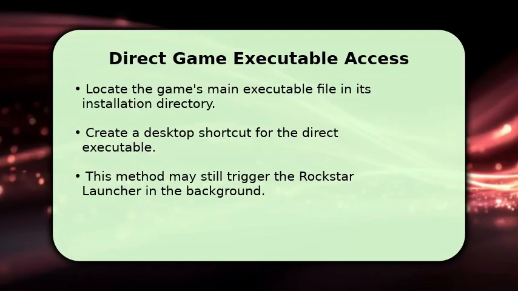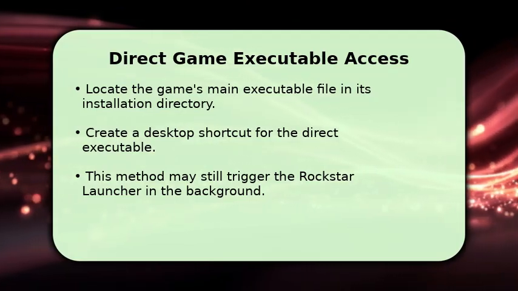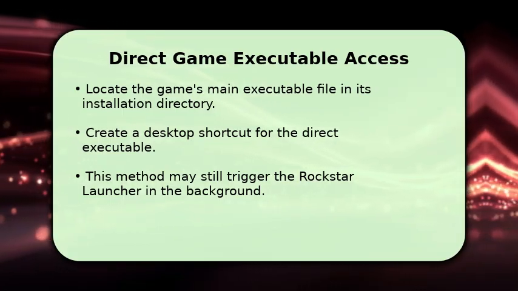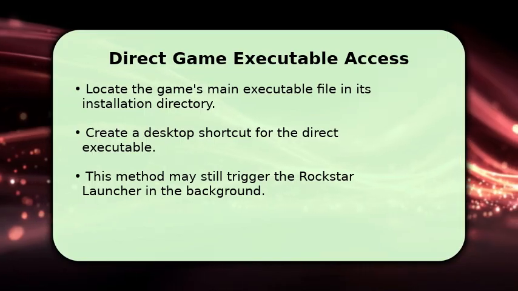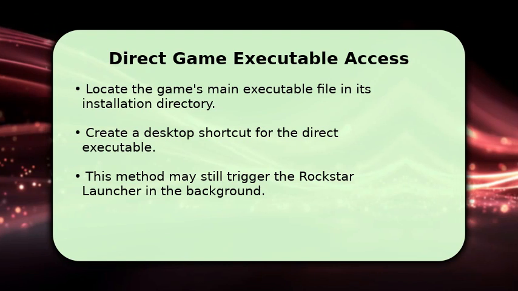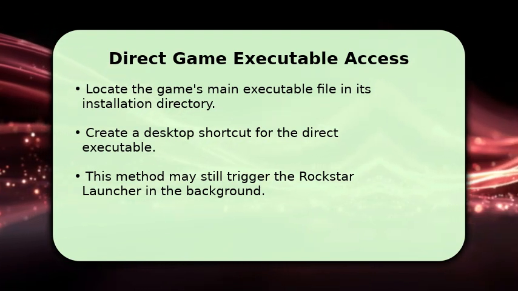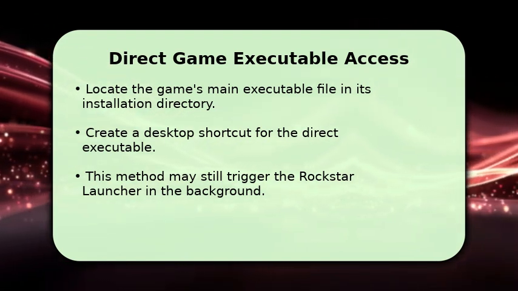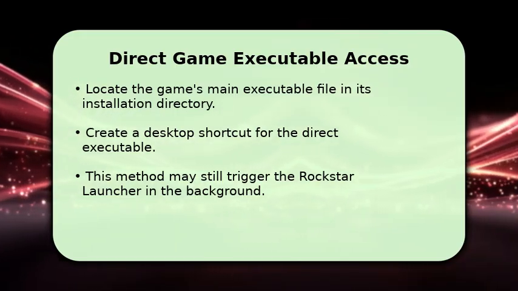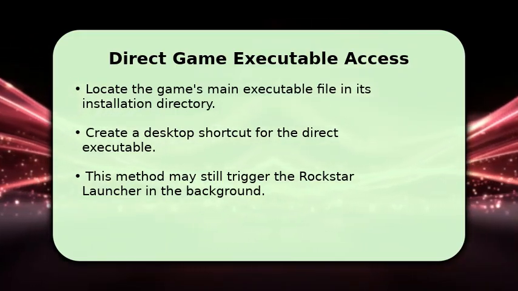Another approach involves finding the game's main executable file. Navigate to your Red Dead Redemption 2 installation folder, usually found in Program Files. Locate the RDR2 exe file. You can create a desktop shortcut to this executable for quick access. While this bypasses the launcher's front end, the Rockstar Games launcher might still initialize silently for DRM checks.